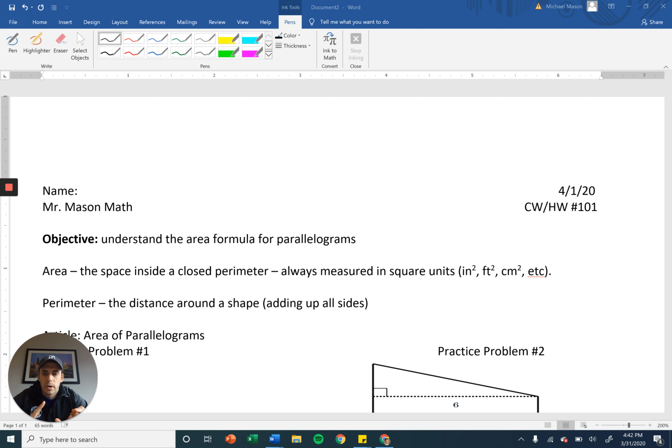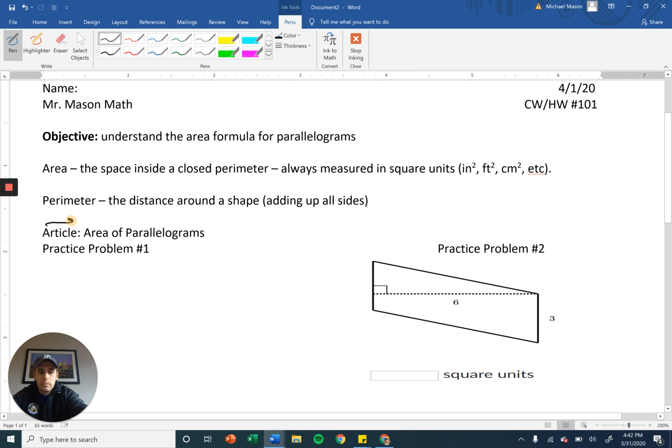What I need you to do is grab a sheet of paper, whether it's lined or graph or computer. Lined or graph would be preferable. And at the top, I need you to put your headings. So I need you to put your name, I need you to put the date, Mr. Mason Math, and then classwork homework 100, homework 101. I need you to skip a line there, and then write down today's objective, which is understand the area formula for parallelograms.